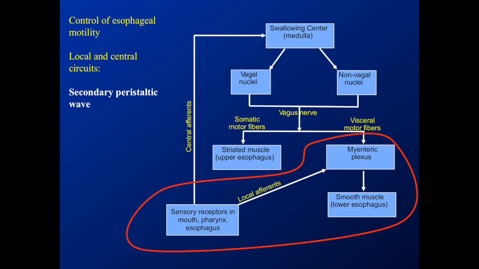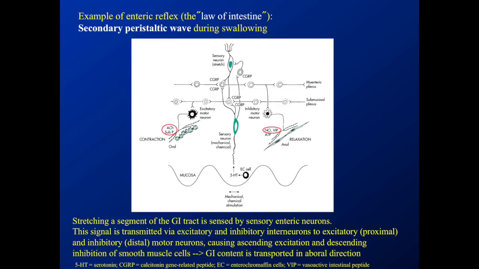This is an example of an enteric reflex, like I said, and you will see in the literature what's described as the law of the intestine, and this is essentially a great example of that. The fact that the whole of the GI tract can sense and respond to luminal contents based purely on intrinsic nerve functions, and this figure here shows in general terms how that happens.